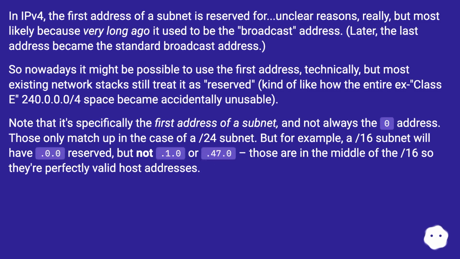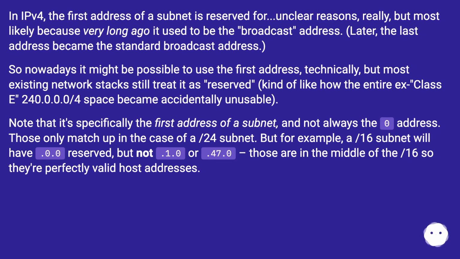In IPv4, the first address of a subnet is reserved for unclear reasons, really, but most likely because very long ago it used to be the broadcast address. Later, the last address became the standard broadcast address. So nowadays it might be possible to use the first address, technically, but most existing network stacks still treat it as reserved, kind of like how the entire class E 240.0.0.0/4 space became accidentally unusable.